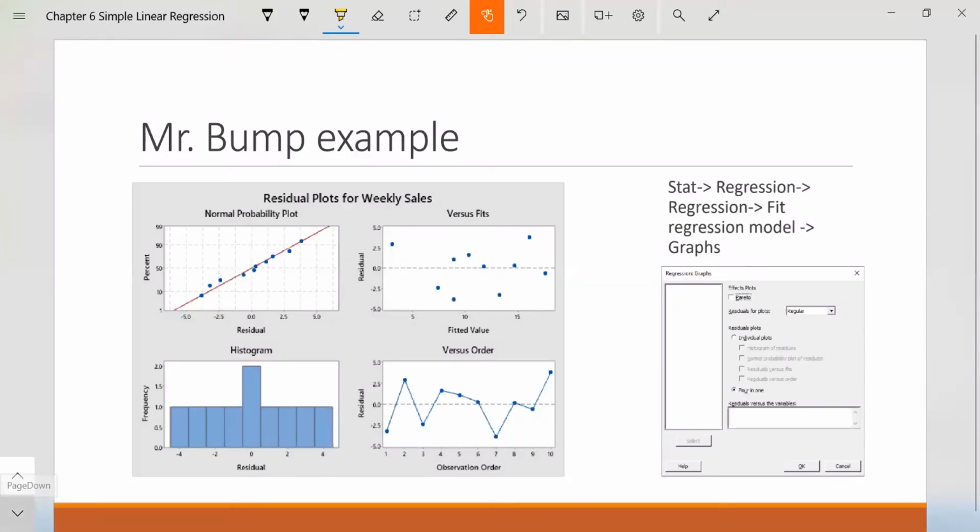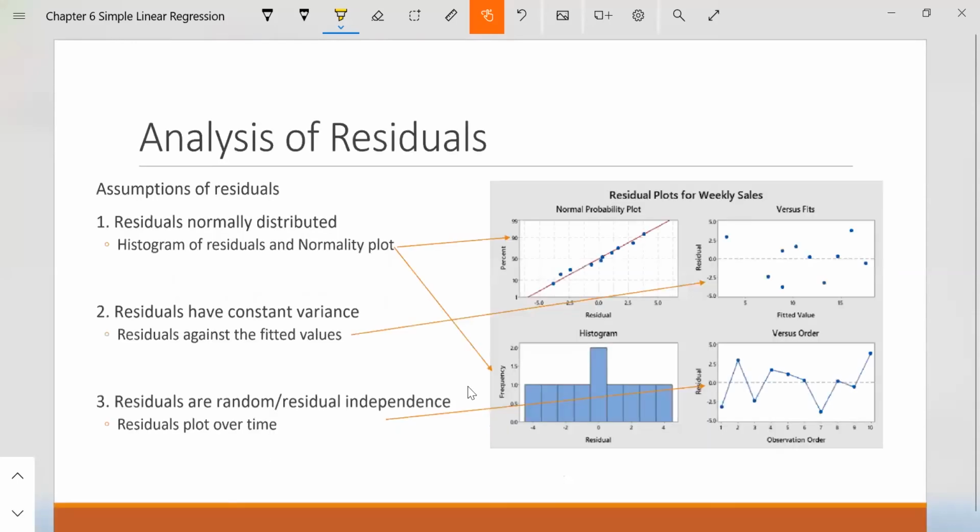Let's examine all 4 graphs and see what conditions we can check using which graph, okay? Number 1, assumption of the residuals. We want it to be normally distributed. And when we check on this, we are checking on Y at the same time because the residuals represent Y after taking away any systematic pattern.